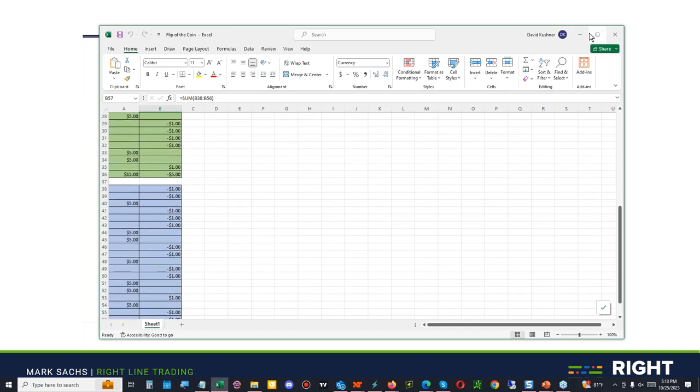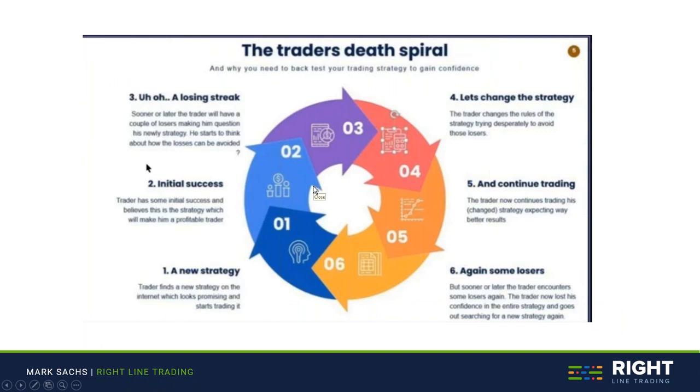So what's the point of this? The point of this is that it doesn't matter if you change the strategy, try to make it better. Don't change something that's not broken. Just because you have a few losing trades, you never know when the winning streak is going to happen, just like you never know when the losing streak is going to happen. And that's why it's important to have a good win percent rate and good profit factors.